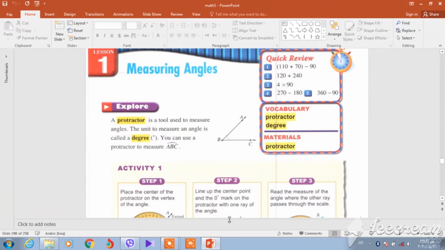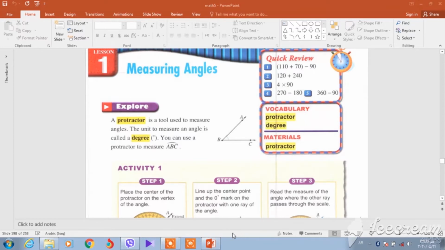Today we study chapter 11. In chapter 11 we have geometry. We study measuring angles, and we reviewed some examples in measuring angles, and after that we study the circle. Okay students, open page 190.